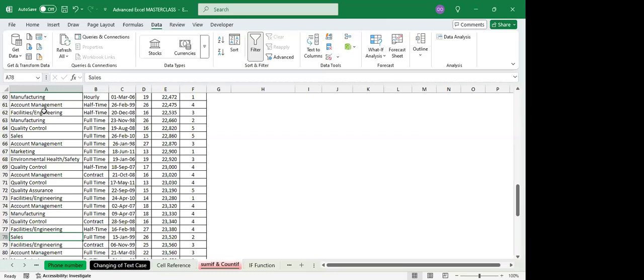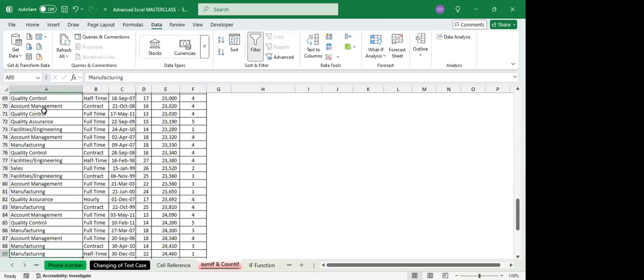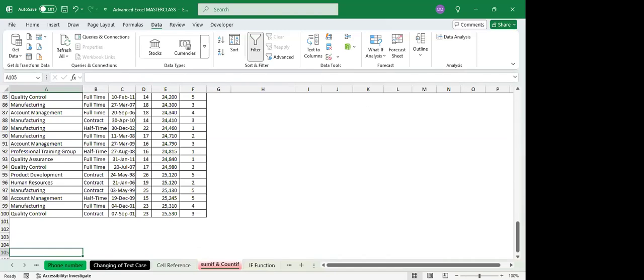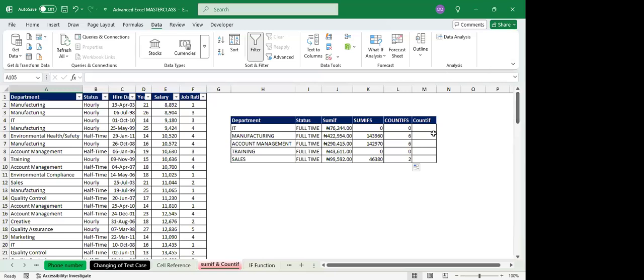This is sales, another full-time. That is 2. So we are not expected to see another sales full-time again. All right, so you can see that it is 2. So that justifies it, right? And for COUNTIF, that is one criteria.